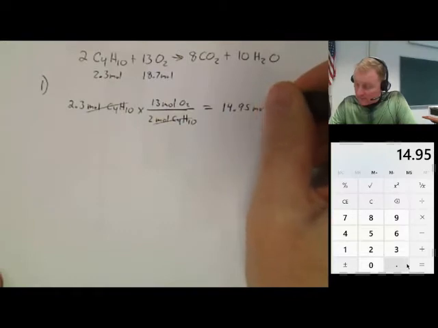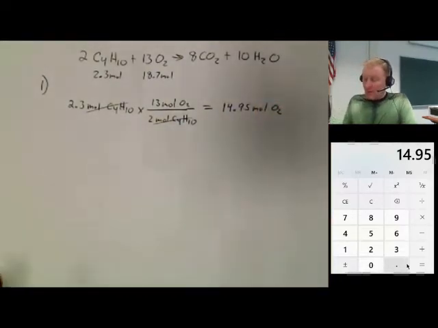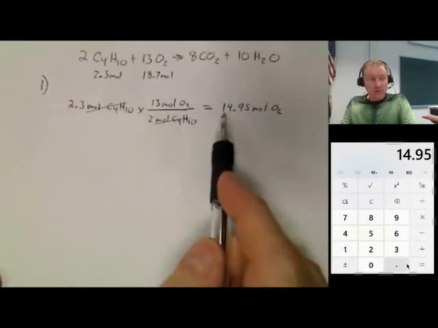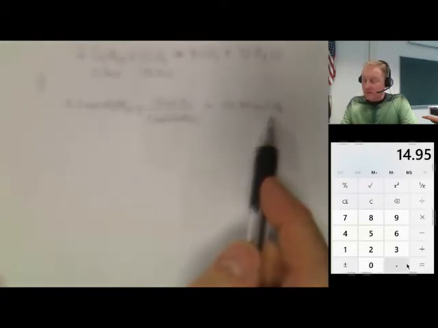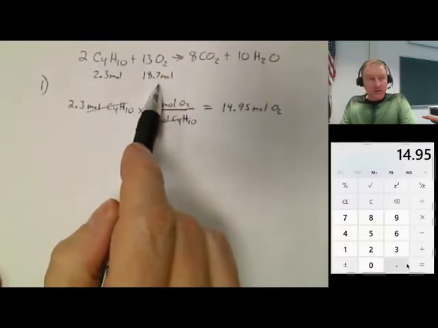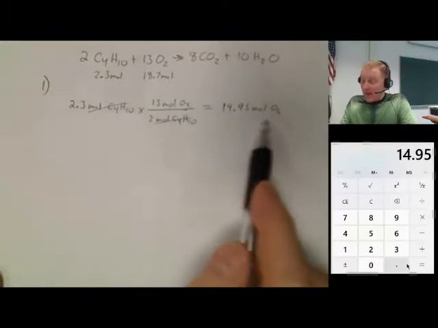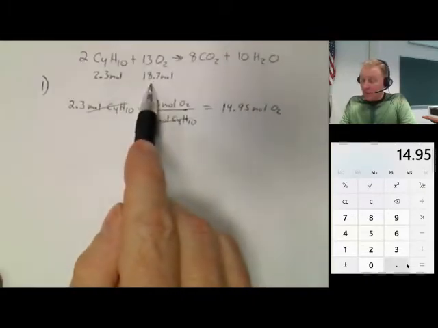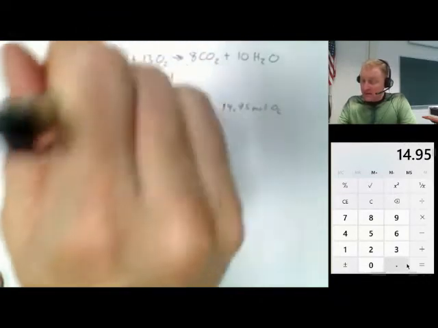14.95 moles of O2. Now what that says is to use all of my butane, it's going to require 14.95 moles of oxygen. Okay, well the question said I had 18.7 moles of oxygen. Therefore I have more oxygen than I need. This is how much I need. I have more, which means the butane can run out completely, which means butane is my limiting reactant. That's going to run out first. There will be some leftover oxygen.